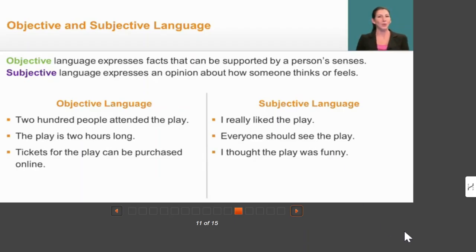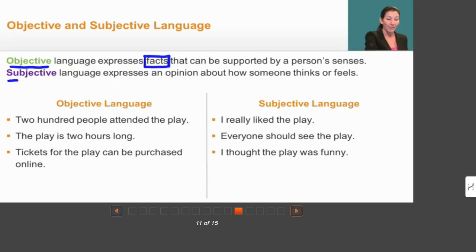One of your lesson goals has to do with understanding the difference between objective and subjective language. Now, objective language expresses facts. It can be supported by a person's senses. Facts are the key distinguisher between objective and subjective language. Facts can be proven, verified. They are true for everyone.